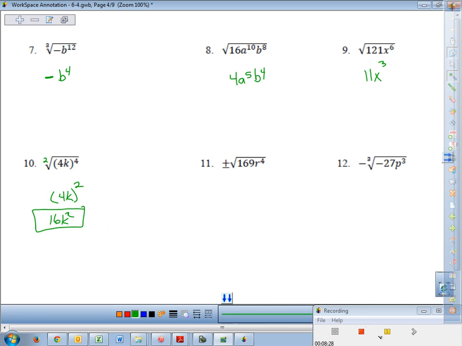Nice? But do you see why we don't square root the 4 and we don't square root the k to the 4th? Because it was a group, a quantity to the 4th power. You with me on that? See how number 11 is not like that. It's not the quantity of 169r. It's 169r to the 4th. Go for him.